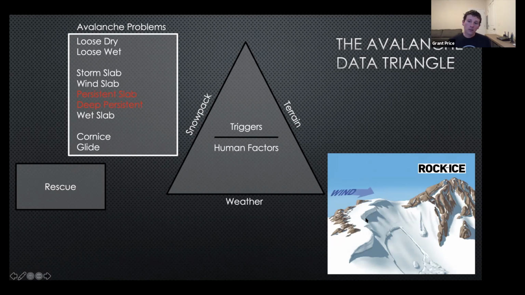And we're concerned about breaking one of these off and going for a ride with it, but it can also be a trigger point. If this collapses, it could fail a slab down below it, which might likely be a wind slab, and create a larger avalanche. Lastly, glide avalanches, something you're gonna see in the springtime.